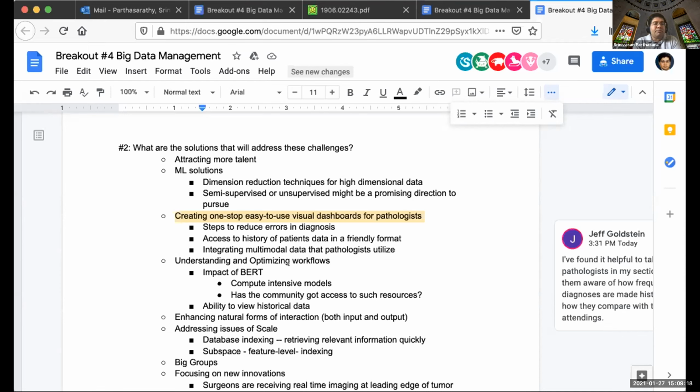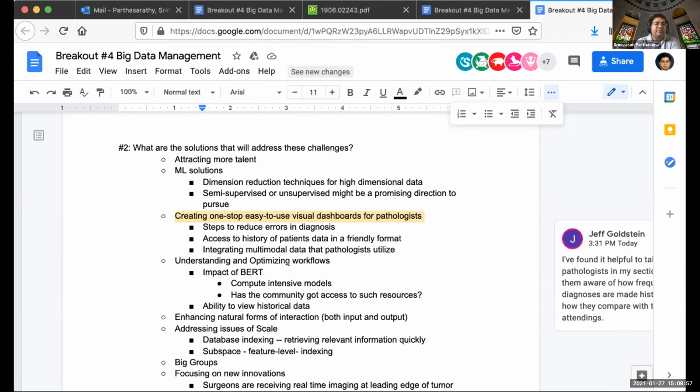We talked about understanding and optimizing some of the different workflows for the different use cases. And in this context, we also discussed how BERT can be a massive model. So, how can we understand it? And then, of course, the issue of scale, how can you compute it at scale for some of the data that you're feeding into it? We talked very briefly about some natural forms of interaction, both from the input and, as I said above, from the output perspective.